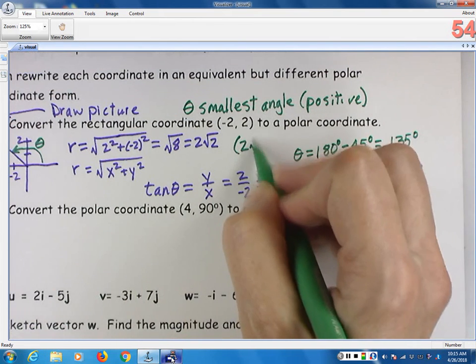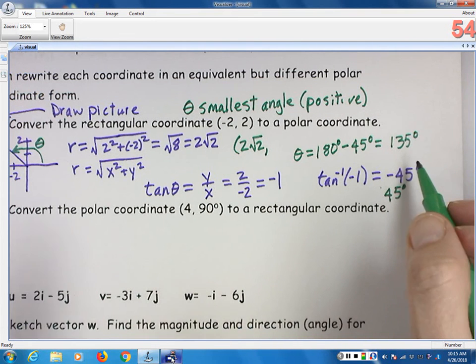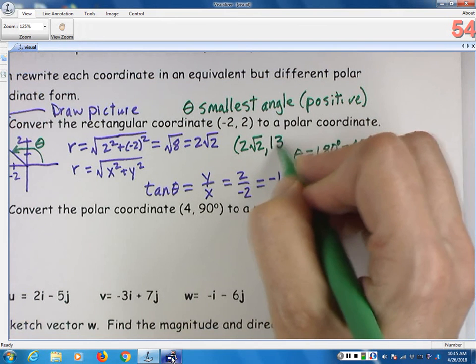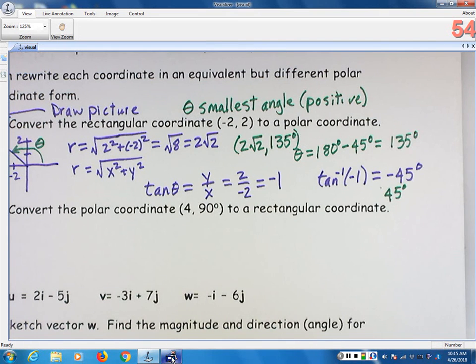Then write it as an ordered pair: 2 square root of 2, and we wanted it as 3 pi over 4 or 135. It'll tell you whether it wants it as radians or degrees. I have radians written on my key, but it depends, this problem didn't say.